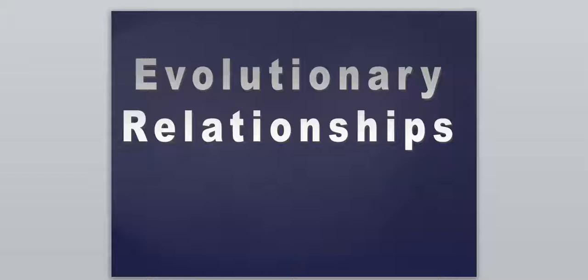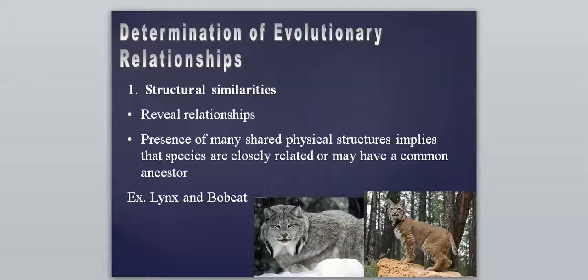So within the evolutionary relationships, there's about 5 categories. So one, the most obvious one that we've already talked about, are structural similarities, and these obviously reveal relationships. It says the presence of many shared physical structures implies that species are closely related or may have a common ancestor. And the example here is a lynx and a bobcat.